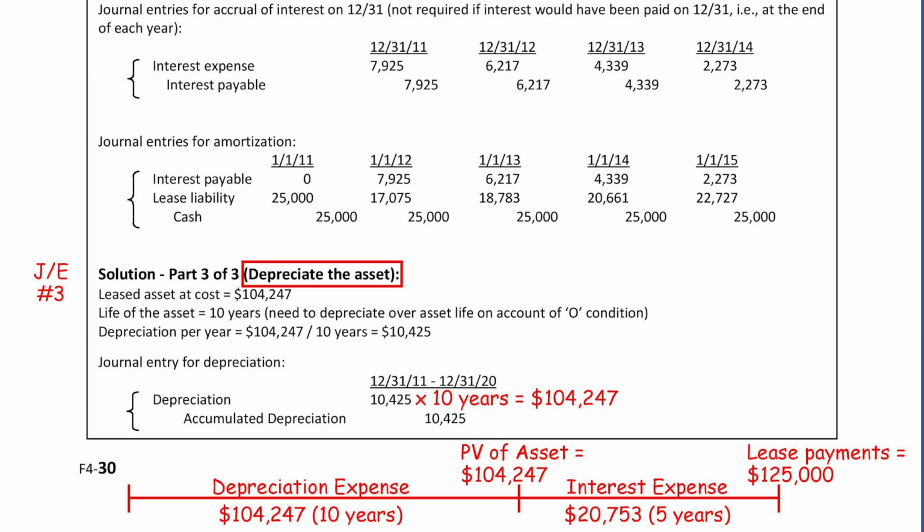So guys, if this was an operating lease, the rental expense by the lessee would have been $125,000. Now since this is a capital lease, there is no rental expense. Instead of that, we got interest expense of 20,753 and depreciation expense of 104,247. The total is still $125,000. That is the essence of a capital lease accounting by lessee.